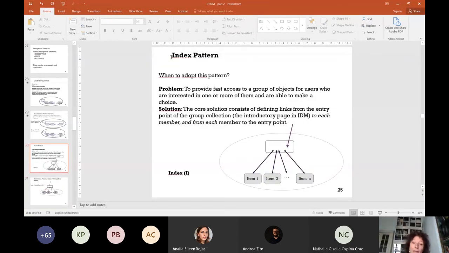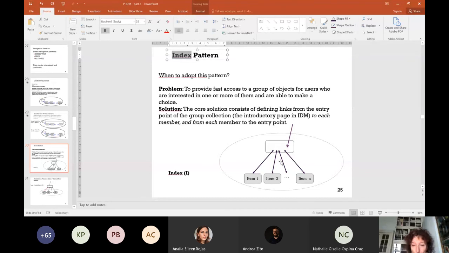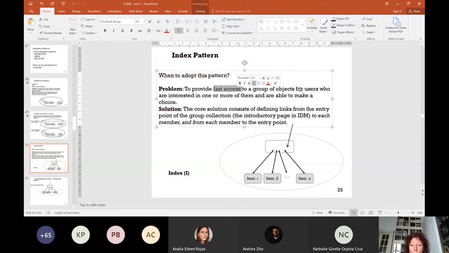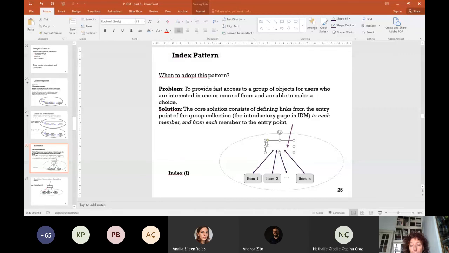And then you have something more flexible, which is called the index pattern. So I have more items here. I'm not constrained by the number. I can have many of them. I want to provide fast access to a group of objects for those users who are interested in one or more of them and are able to make the choice. So what you do, again, you define the core element, the starting point. Then you don't need to put any order within these elements, because you will have links that allow you to directly access each of these items. So index means direct access from one privileged item to any other, to each of them.